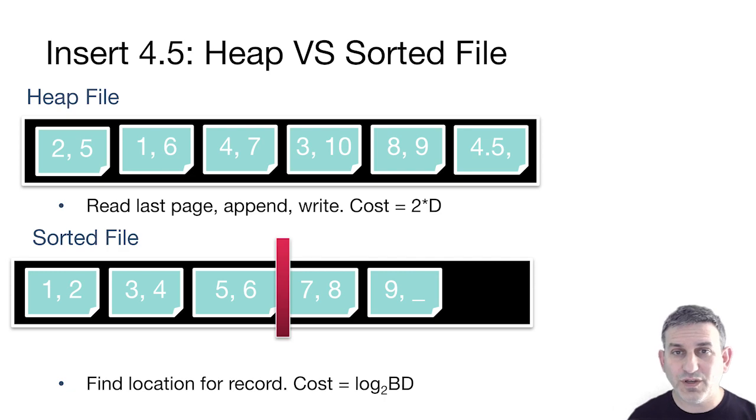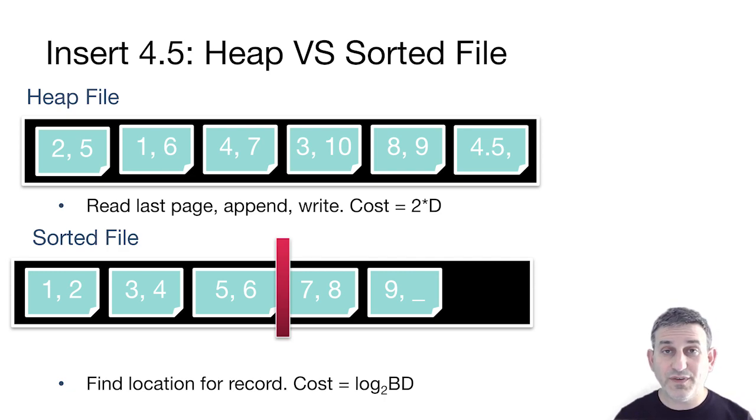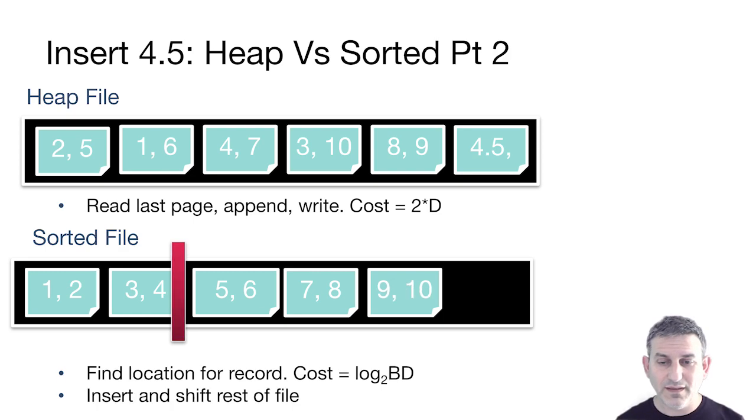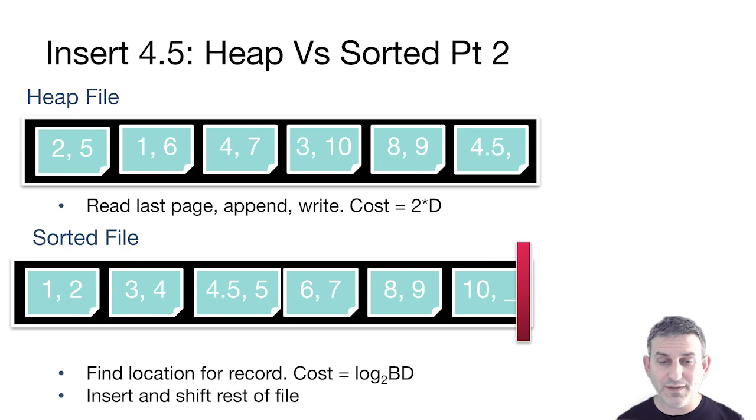Now let's think about how this works for a sorted file. In a sorted file, we have to find where the value goes. Suppose the value is 4.5. So we're going to do a search to find where the value goes. And as we know from before, that search is a log base 2 of B times D cost. And once we find where the value goes, now we're going to have to put it there and scoot everything bigger than it to the right. Okay? And that's going to mean we're going to have to take a pass through the remainder of the file, reading and writing these pages.